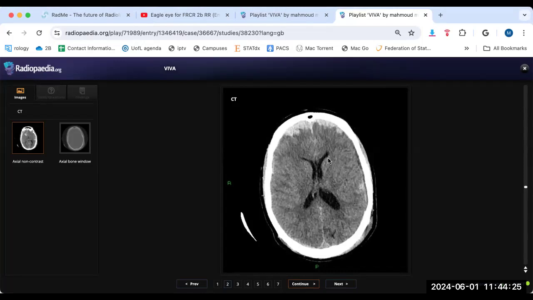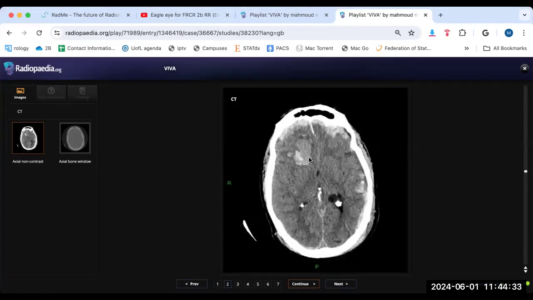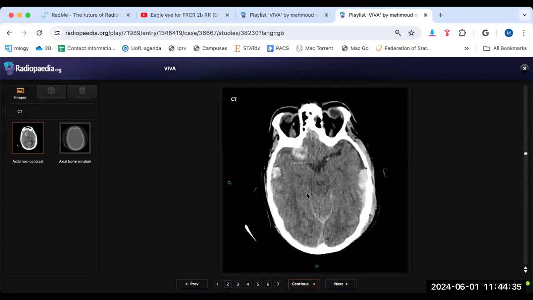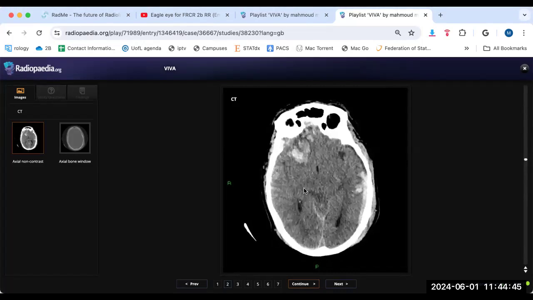You are not in a hurry. Take your time to describe the things first, what is happening. And then this is the subfalcine herniation, correctly mentioned, and then the basal cistern is effaced. So definitely there is an uncal or transtentorial herniation. Also, this is a very bad herniation. What you will do next, this is a very, very urgent exam.